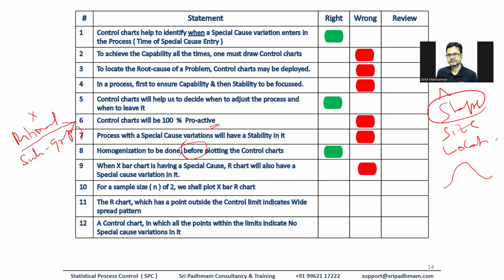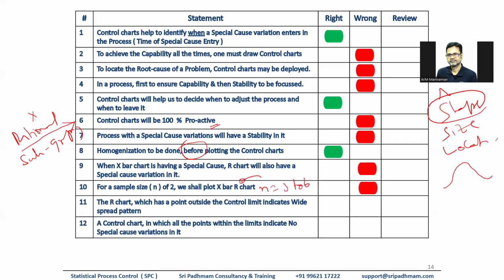I'll explain this. Don't worry. Okay, sir. Tenth one? For a sample size n of 2, we shall plot an X bar R chart. No, sir. Minimum is 3. Excellent. So n should be 3 to 6 for all X bar R chart applications.